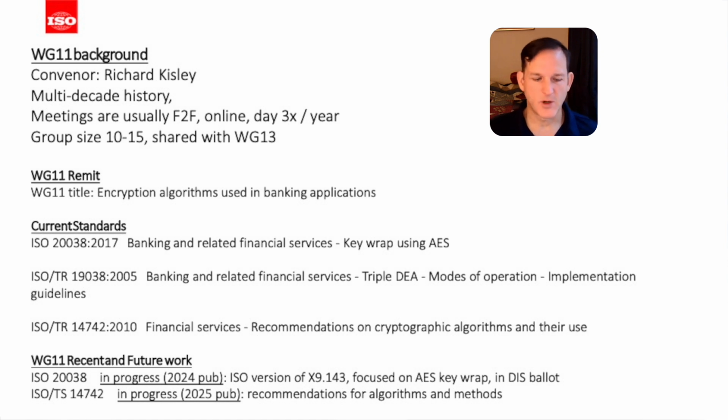The other piece of work is TS 14742, and that's been in progress for a while. It's got a couple years left to go, and that's an update to the recommendations for algorithms and methods. TS, as opposed to TR, is a technical specification, again not an international standard. It's a bit more formal than a technical report, but it's got more flexibility than an international standard does. And so that's why that will be a TS 14742. In progress, 2025 hoped for publish date. And so that's WG11. And if we could go to the next slide.